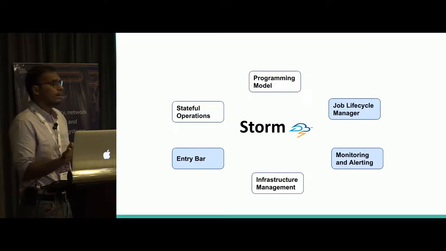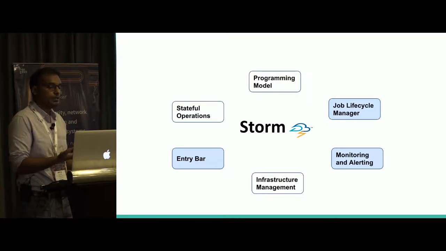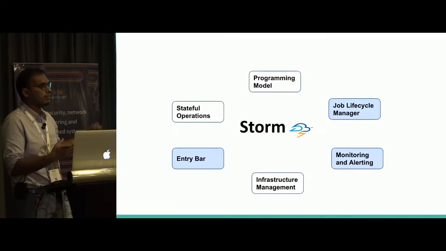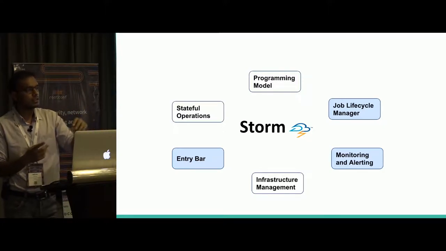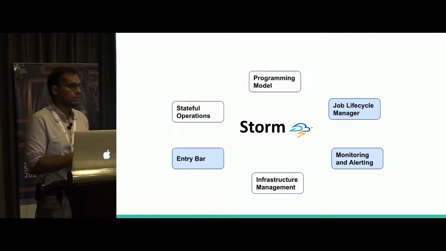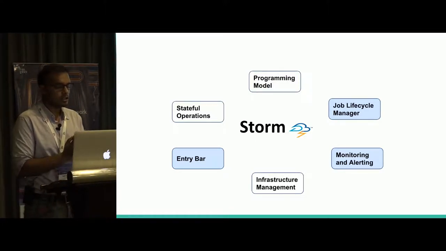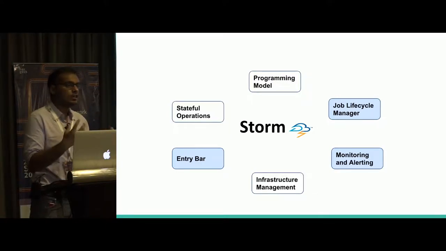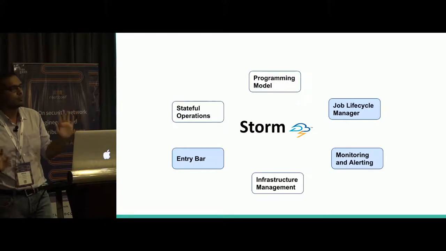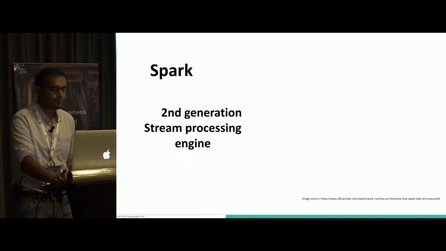But it did not do any infrastructure. You had to manage infrastructure on your own. There was no concept of stateful operations. Typically, the information was processed from one spout to a bolt, and then gone. There was no state that was maintained. And there was no programming model in Storm. There was no concept of how to think about computation. It was more in terms of spouts and bolts, which are computing paradigms, but not really a programming model.